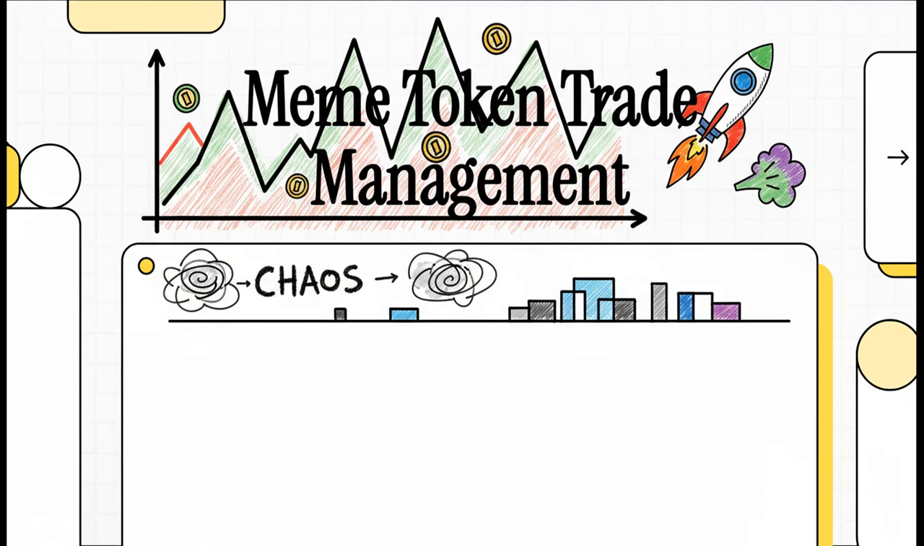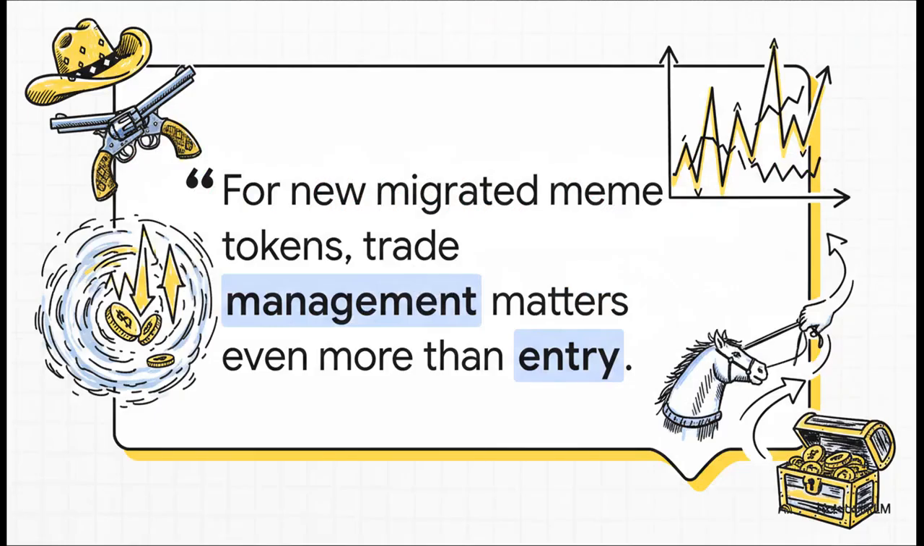All right, let's tackle a huge problem for anyone trading new meme tokens. How in the world do you manage that absolutely insane volatility? We're going to dive into a practical framework that can bring some serious order to all that chaos. And we have to start right here, because this is, I think, the most important idea of all. In the wild west of these new tokens, your entry point, honestly, it's not the most critical thing. Your survival and your profit, it all boils down to how you manage the trade once you're in it.